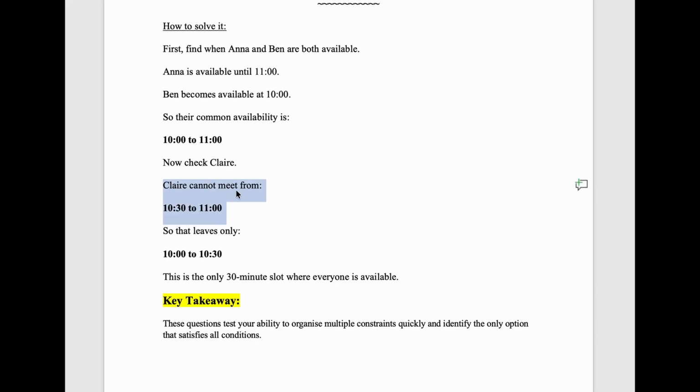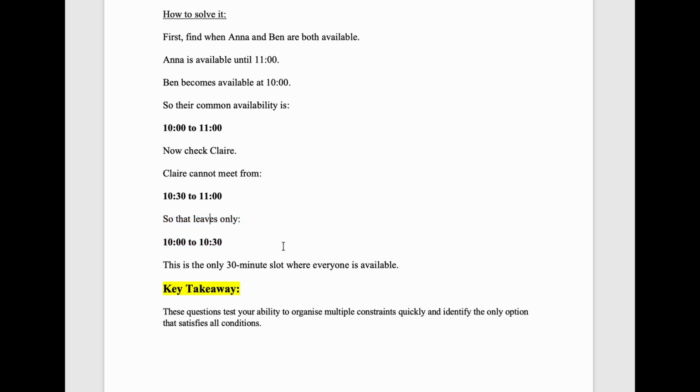Claire cannot meet from 10:30 to 11. We know it because of the question. So that leaves us only with 10 to 10:30. So the only 30-minute slot where everyone is available is 10 to 10:30.